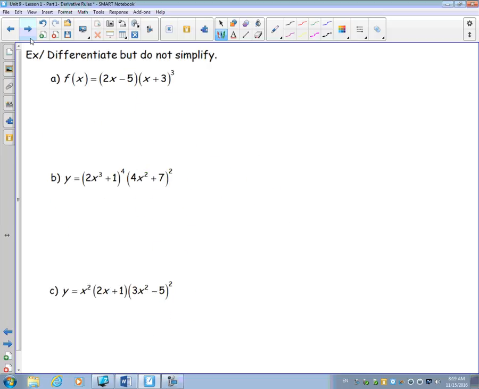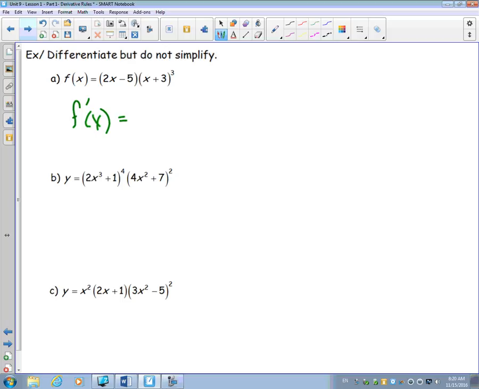Okay, I got 3 more to try we're going to go with. And these ones I want you to differentiate, take my derivative, but don't simplify them. Okay, we'll worry about simplifying another day when we get to some techniques with that. So a mixture of things here. So let's take our derivative. This looks like the power law and kind of the product law all at the same time.